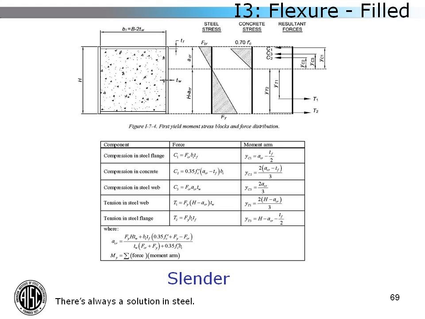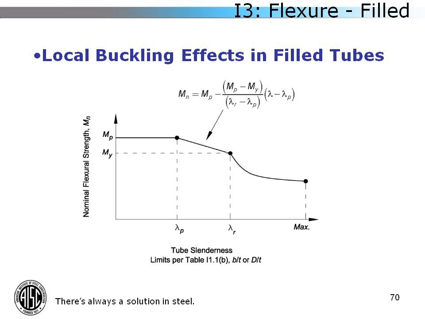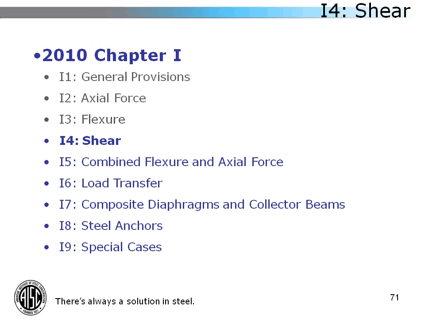So if we want to plot that, it looks very similar to the axial section, in which you have a compact zone, a transition area, and then slender member out to the maximum b over t or D over t limits. Okay, so that takes us through that section. We'll now move on to section I-4, shear design.